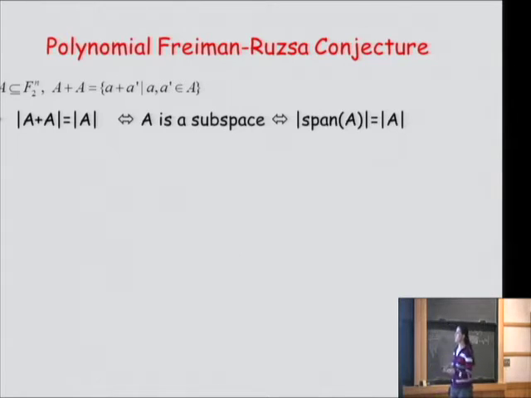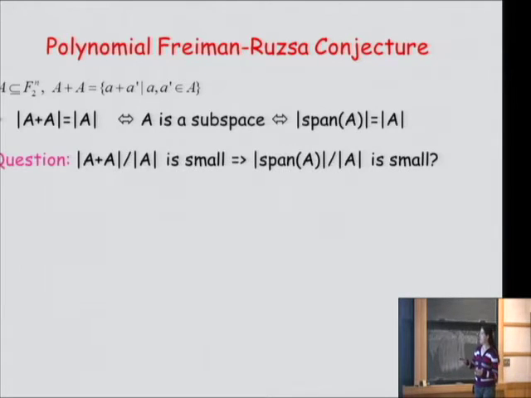It is not difficult to see that the size of A plus A equals the size of A if and only if A is closed under addition, which happens if and only if A is a subspace or an affine subspace, which in turn happens if and only if the size of the span of A equals the size of A. And the question is whether the ratio of the size of A plus A to the size of A also serves as a measure of how close A is to being a subspace.